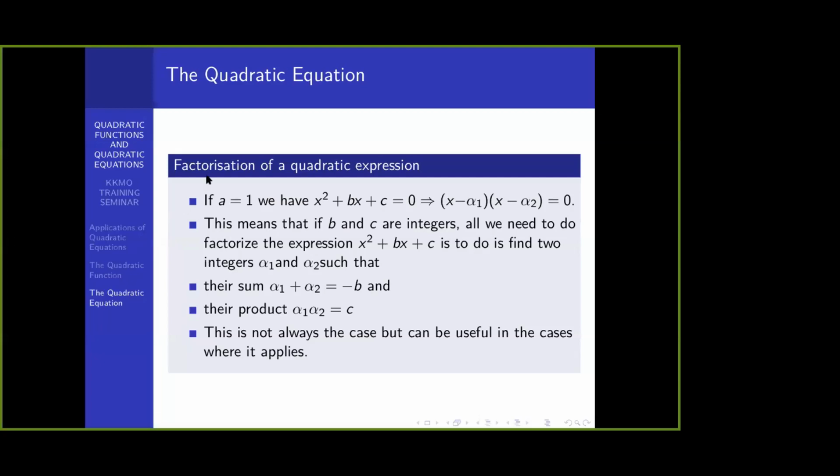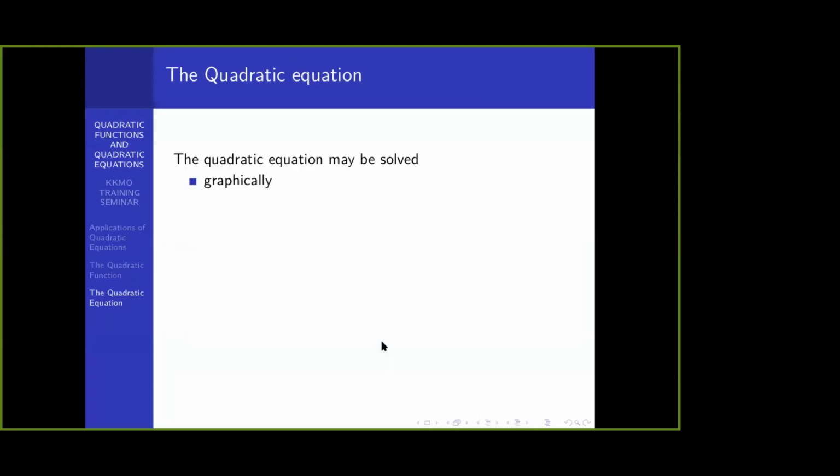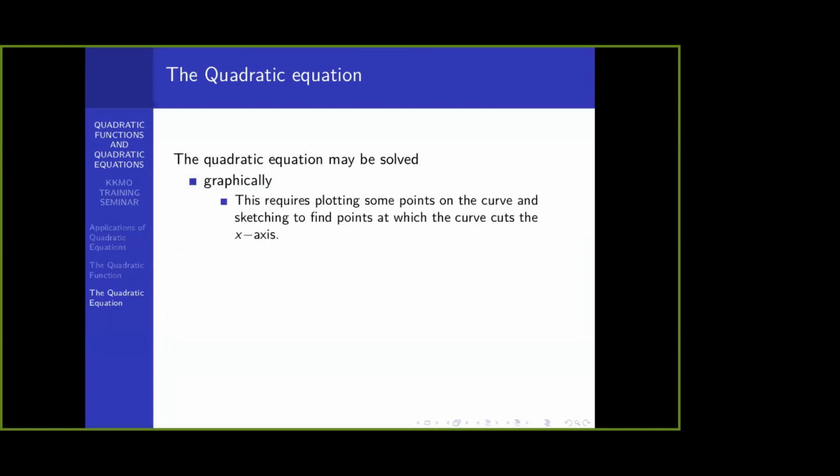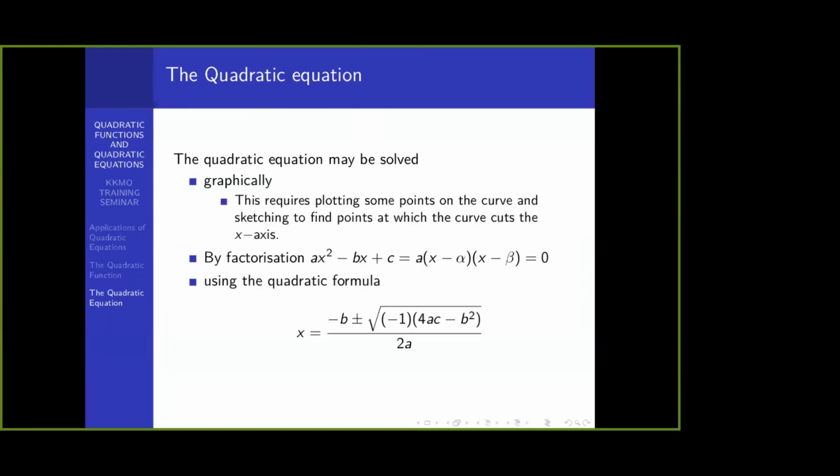So even if they're integers, this may not always happen. And if that doesn't happen, we will be forced to use the quadratic formula. The other ways you may solve a quadratic equation: you could draw the graph, but this will heavily depend on how accurately you can draw it, and you can get some approximate values of the roots. Factorization, we have seen it can be done also. Once you find the factors, you can find the roots as alpha and beta, and you may also use the quadratic formula.